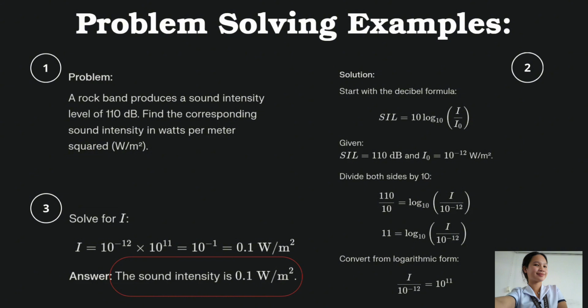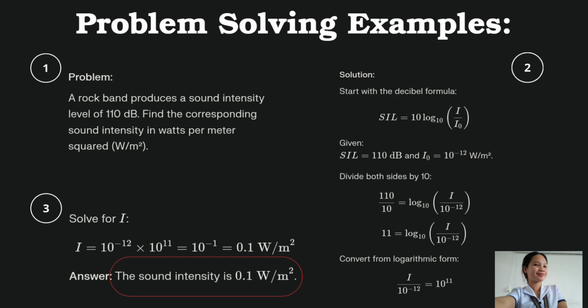So let's solve for I so we can get its value. Now let's multiply both sides by 10 to the power of negative 12. So I equals 10 to the power of negative 12 times 10 to the power of 11. When multiplying powers of 10, we add the exponents. So negative 12 plus 11 equals negative 1. So our final answer is: intensity is equal to 0.1 watts per meter squared.